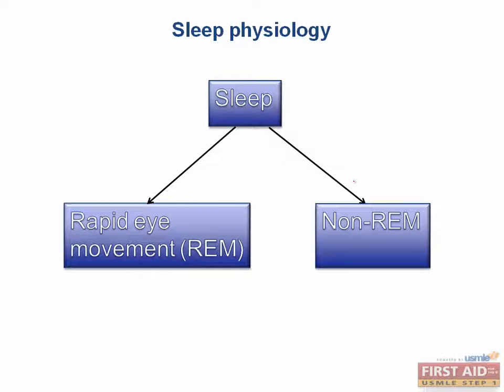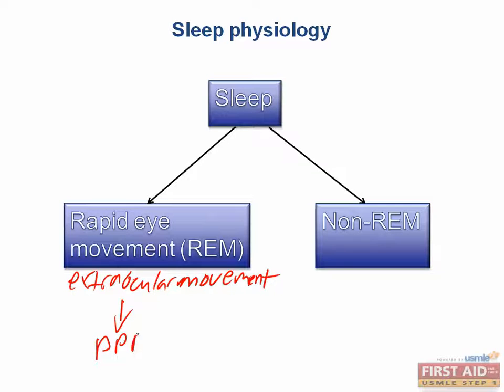Sleep can be divided into two main stages: REM or rapid eye movement sleep, as well as non-REM sleep. REM sleep is characterized by extraocular movements. And that makes sense, right? Because it's called rapid eye movement. The extraocular movements that are seen in REM sleep are due to the paramedian pontine reticular formation, or PPRF. This is also known as the conjugate gaze center. During the sleep cycle, REM sleep occurs every 90 minutes and increases in duration throughout the course of the night. Now, what is the principal neurotransmitter involved in REM sleep?